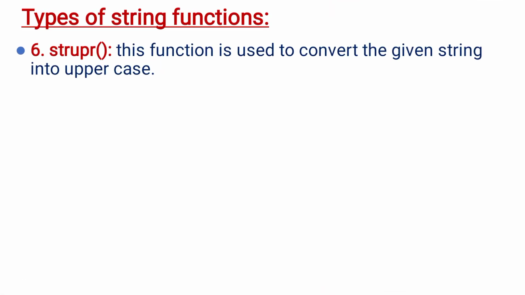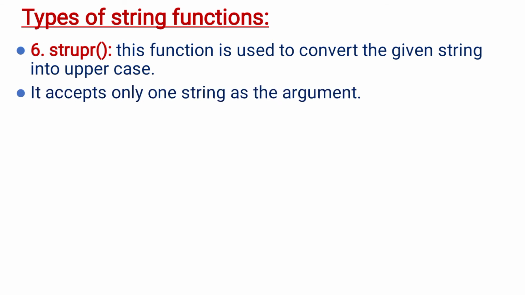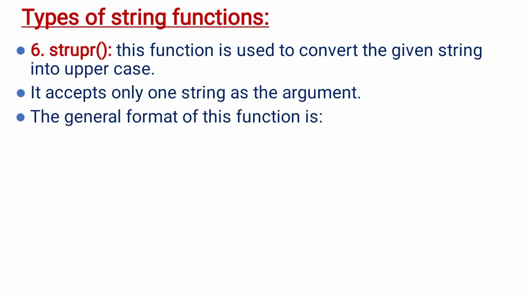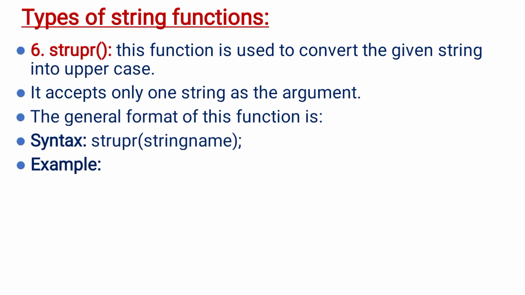Next we will see the last type of string function, strupr. The strupr function is used to convert the given string into uppercase, so it works opposite to the strlwr function. It also accepts only one string as the argument. The general format of the strupr function; let's see the syntax: strupr of string name.